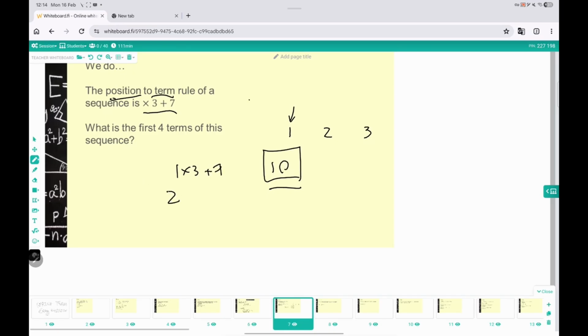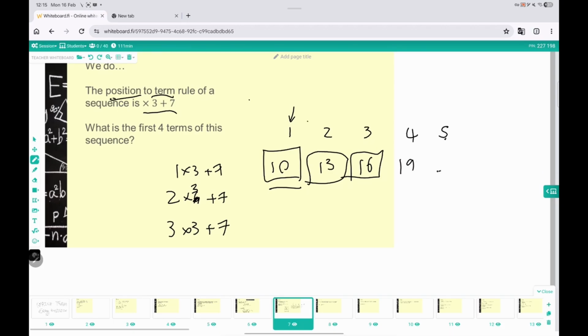Okay, if I take 2, times it by 3, I'm thinking ahead there, I'm going to get 6, add 7, that's going to give me 13. Okay, if I've got 3, I'm going to times it by 3. If I've got the third position to term in the sequence, 3 times 3 is 9, 9 plus 7 is 16. And you will have noticed a pattern by this point, so you no longer need to go through that whole rule. I can see it's clearly meaning I'm adding on 3 each time. Done.